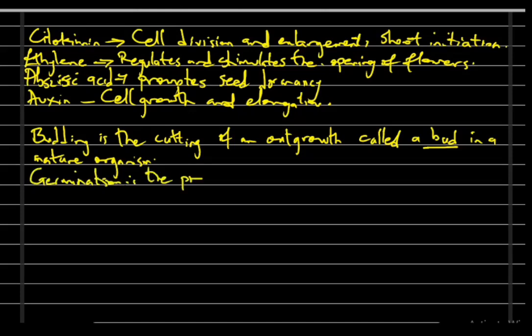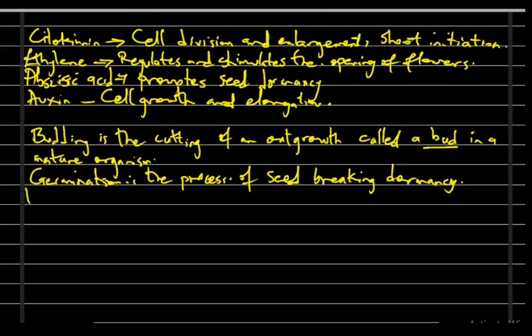Germination is the process of seed breaking dormancy, when the seed starts to fruit. That is what germination talks about.